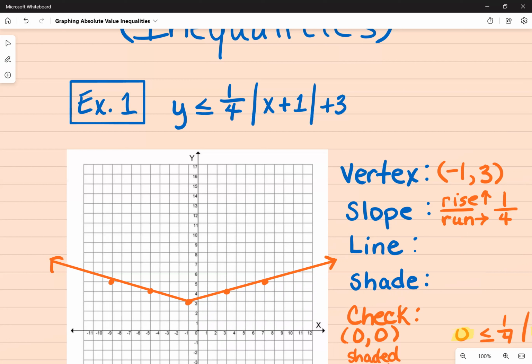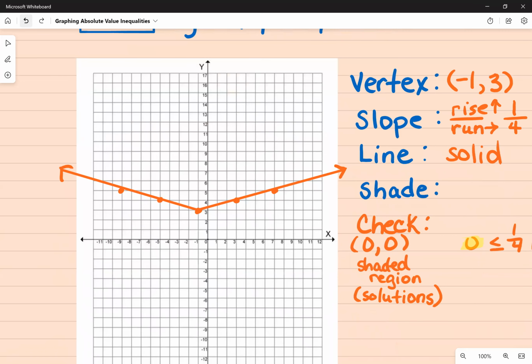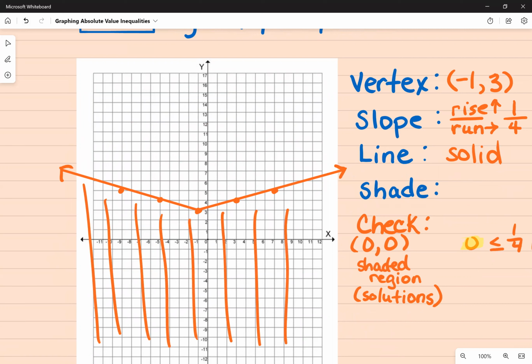So if I am trying to figure out what type of line I'm going to have, whether or not it's solid or dashed, that is based off of my inequality. And because this inequality has that equal sign portion, that tells me I'm going to have a solid line. And as far as the shading goes, I'm looking at the inequality that's listed above that equal sign. Is it a less than or is it a greater than? If it's less than, that means I'm shading below my graph. So everything below my graph in this particular example is going to be shaded.